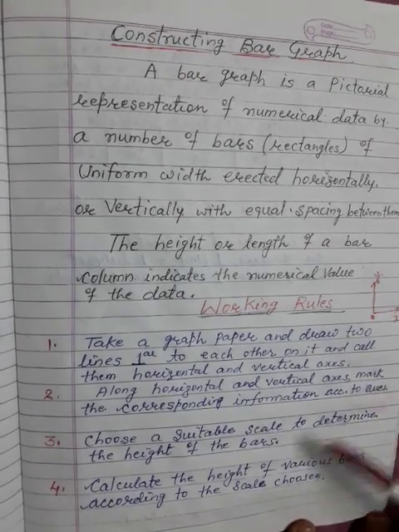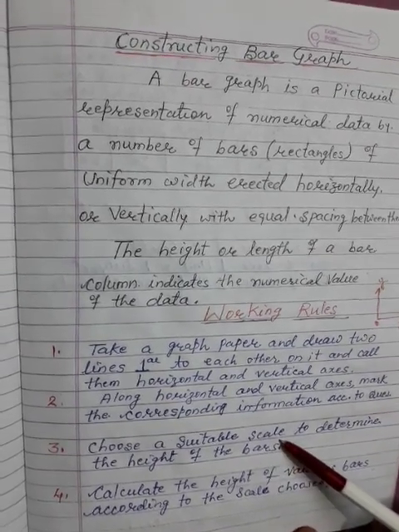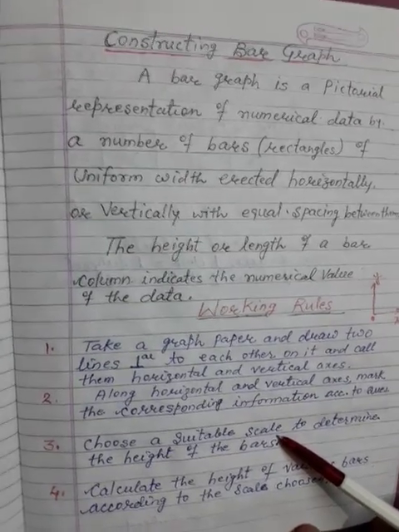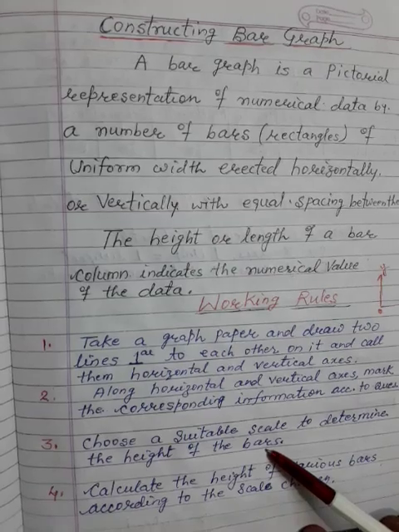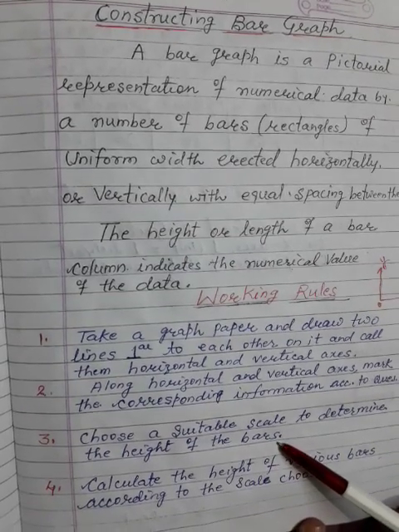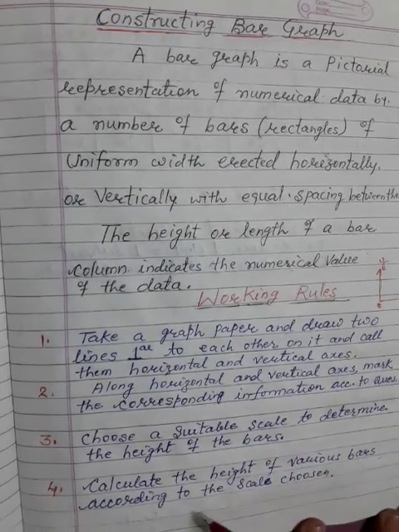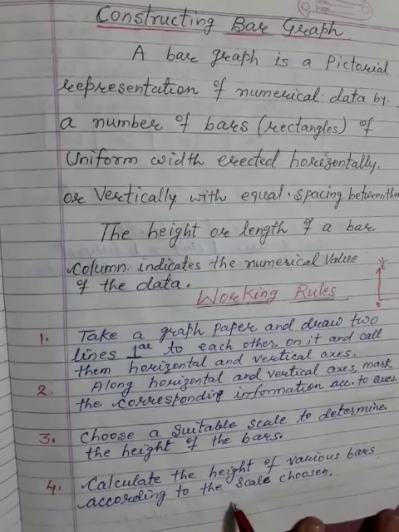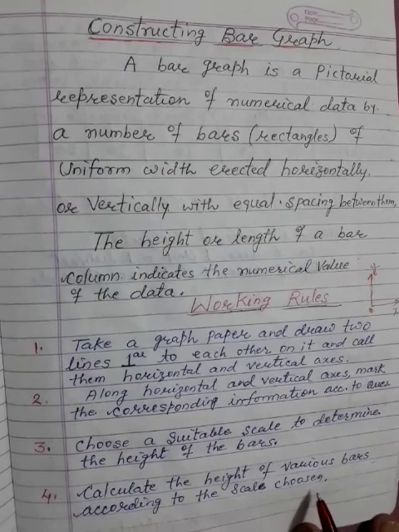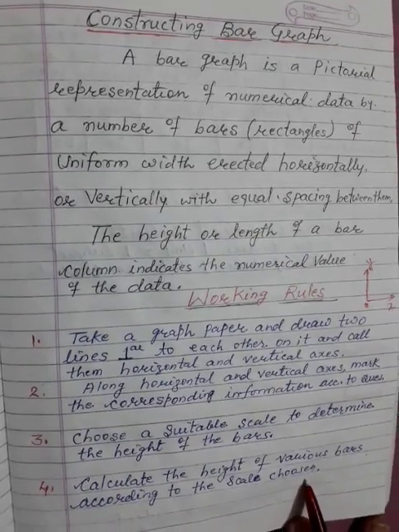Then the third rule: choose a suitable scale regarding the numbers to determine the height of the bars. It depends upon the height of the bars how we will choose. Calculate the height of the various bars according to the scale chosen. How will we choose the scale?